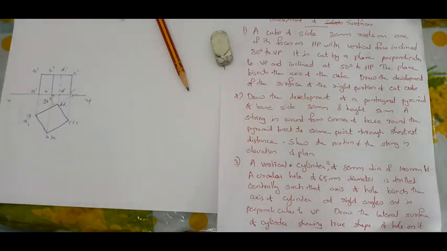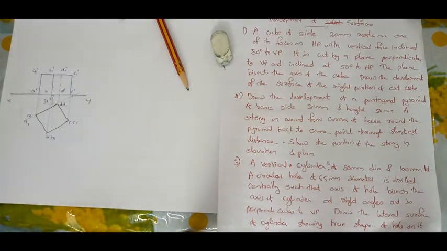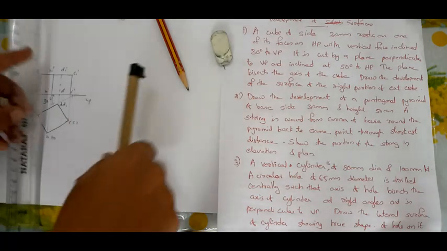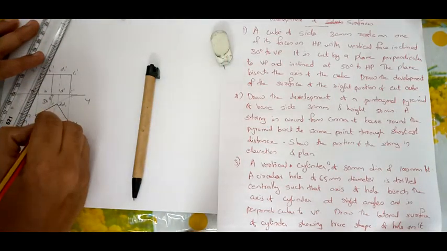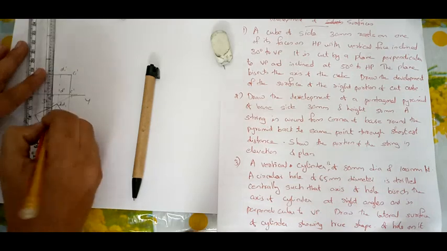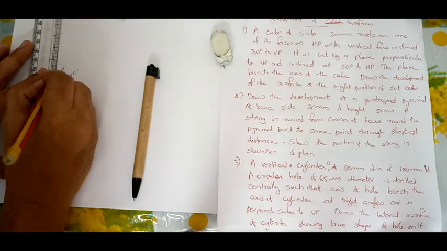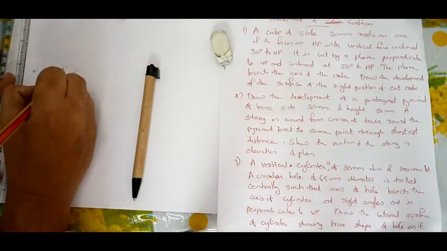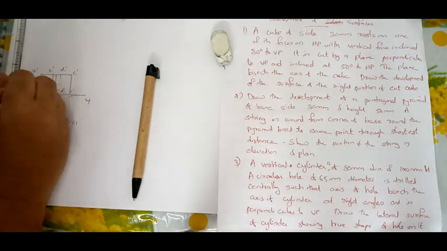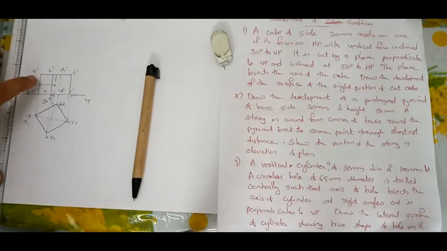Now they have told in the question that the cube is cut by a section plane perpendicular to VP and inclined at 50 degrees to HP, passing through and bisecting the axis. So here also you have to draw the axis. This will be your axis. Bisecting means take 15 mm from the top or bottom.